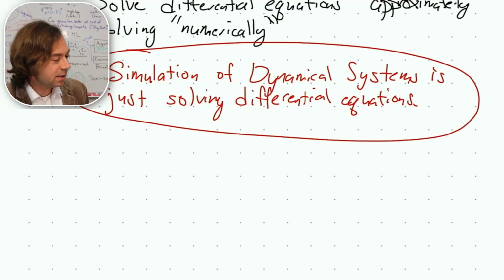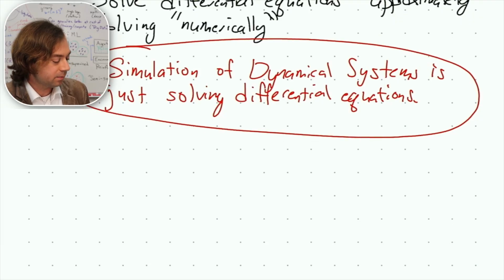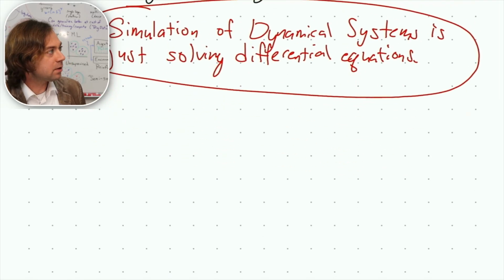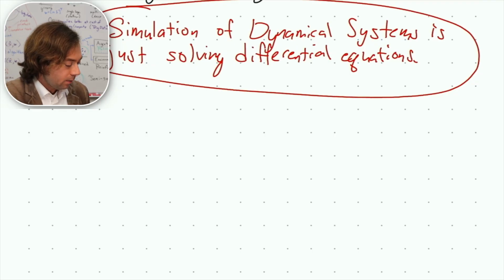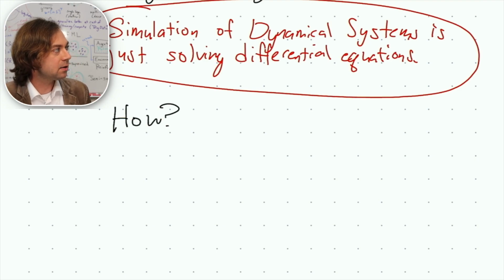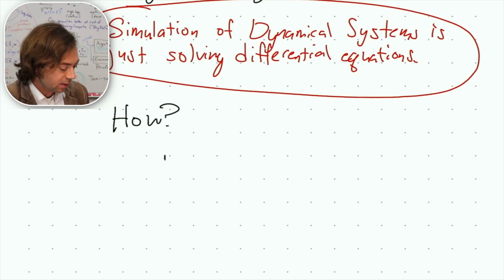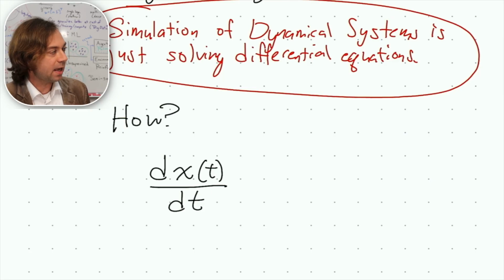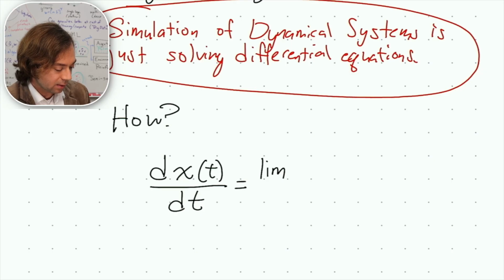Okay, so anytime you see a simulation of a dynamical system, that's what they're doing, right? So what do we do? How? We'll cover one of the simplest ways, which is to take the definition of a derivative. Some variable x of t, dx/dt, right? And what is that? Well, if you remember calculus, the derivative is the limit as some small delta t goes to 0.